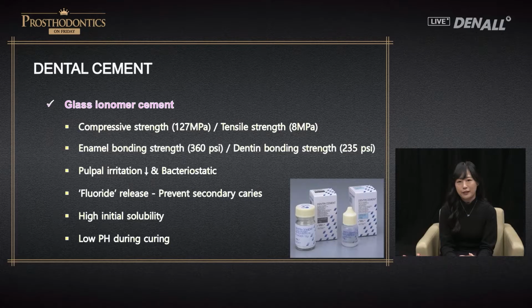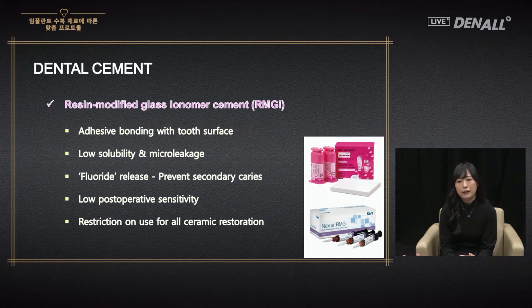Now I'm going to proceed. In the case of glass ionomer cement, it has low pulpal irritation and it has fluoride release and it prevents secondary caries. However, it does not have resistance against moisture and moisture proofing is necessary. RMGI is a cement that is used most frequently these days. It has low solubility, micro leakage, fluoride release, and low post-operative sensitivity. However, its use should be restricted for all ceramic restorations, as it is related to absorption of moisture and expansion. There's high possibility of that.